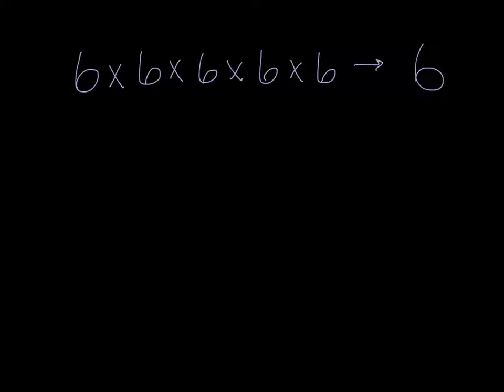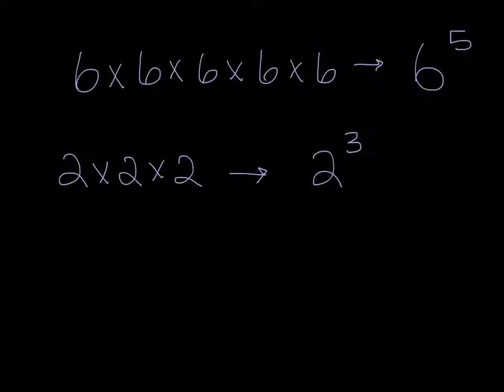Let's practice writing some repeated multiplication as powers. Let's say I have the number 6 multiplied 5 times. My base would be 6. And since it's being multiplied 5 times, my exponent is 5. And I would say this as 6 to the 5th power. Let's say I have the number 2 being multiplied 3 times. My base would be 2, and my exponent would be 3. Or I can say this as 2 to the power of 3, or 2 to the 3rd power.